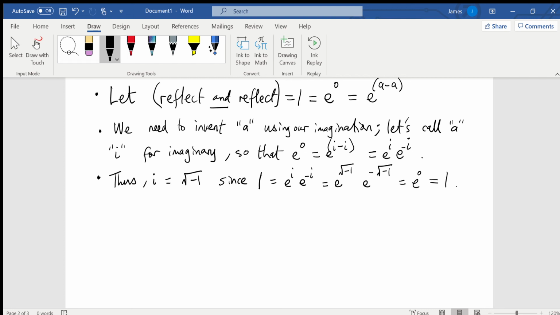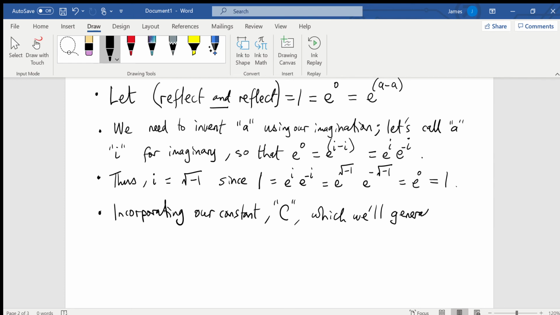Okay. So incorporating everything we've just seen into everything we saw earlier, incorporating our constant c, remember our constant c, which can have values of n, which we'll generalize as delta. So this is the Greek letter delta, which means change.